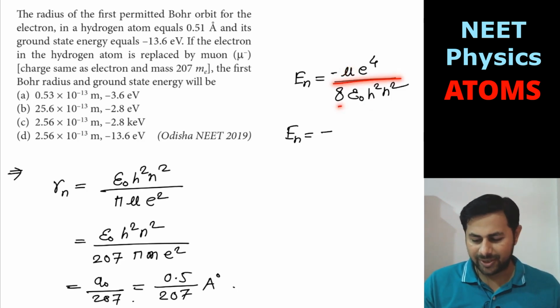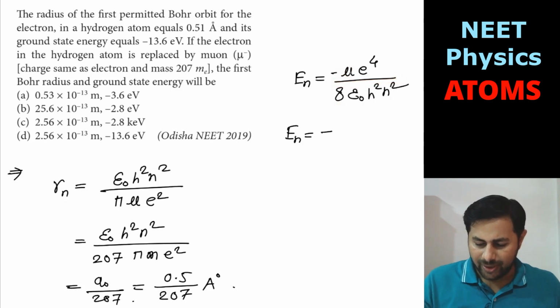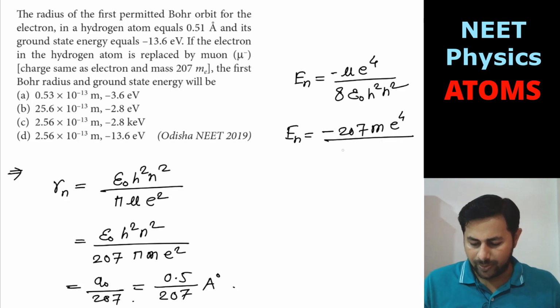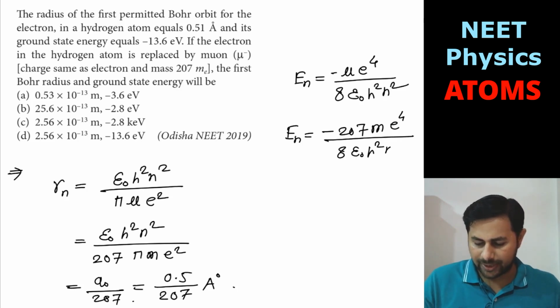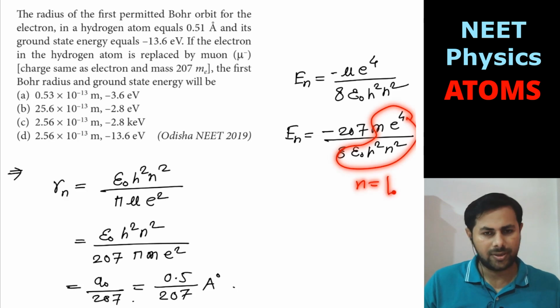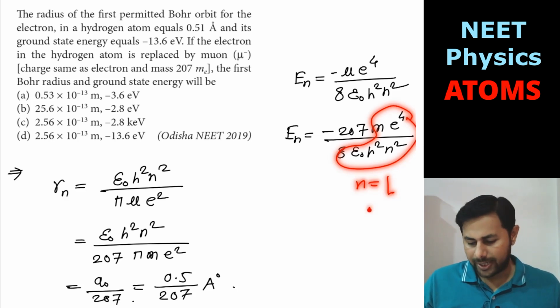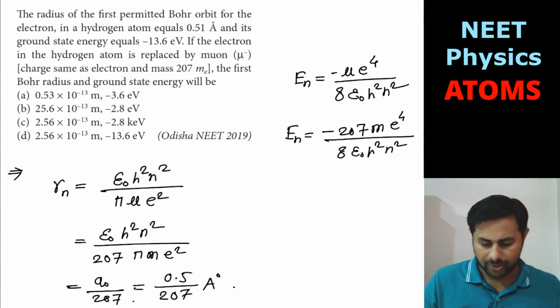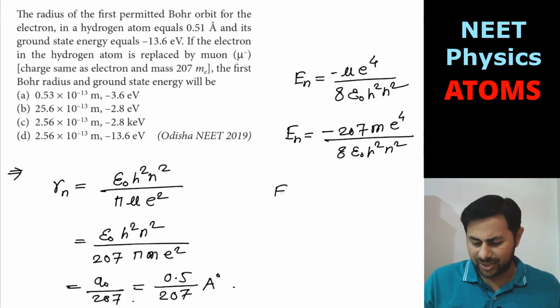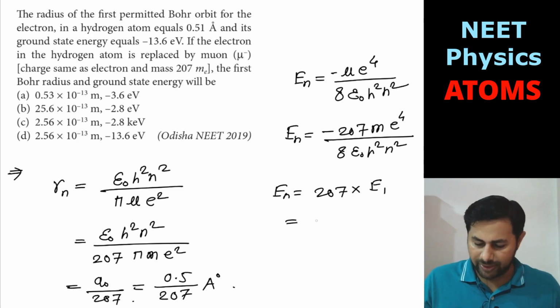Okay, divided by 8 epsilon naught h square n square. And then you just substitute mass of muon, so you get minus 207 times mass of electron. Okay, then you have e to the power 4 upon 8 epsilon naught h square n square, and for n equal to 1, this thing is just equal to the first Bohr orbit. So then you get energy in first Bohr orbit, that's equal to 207 multiplied by E1.